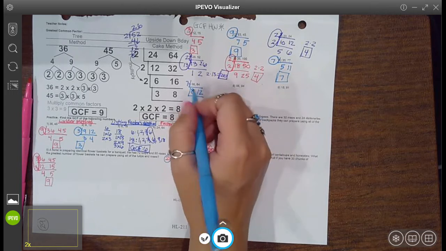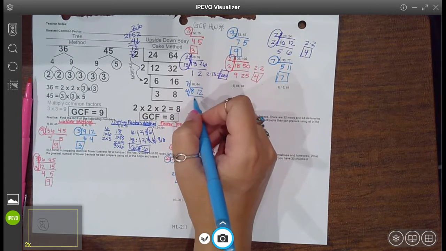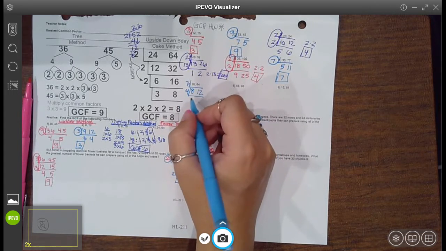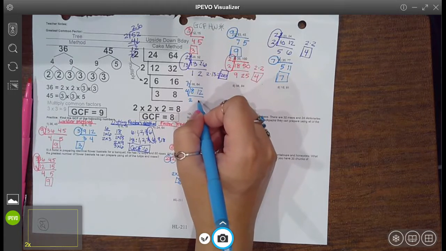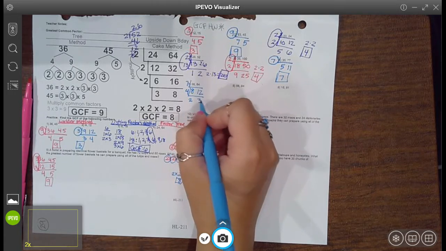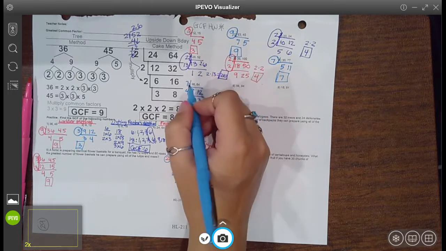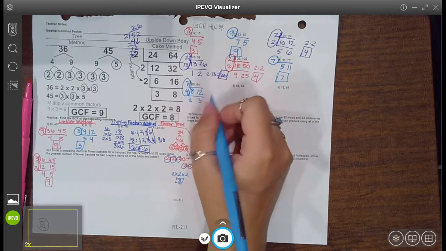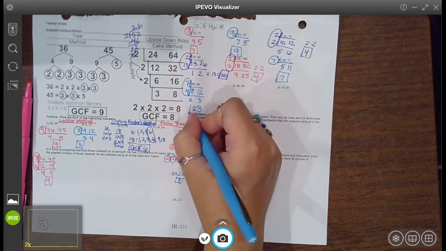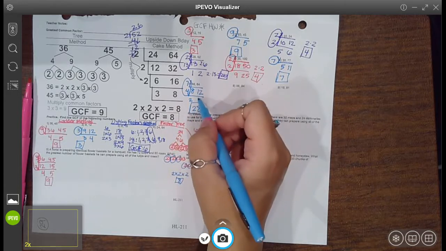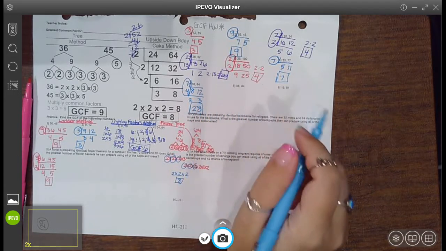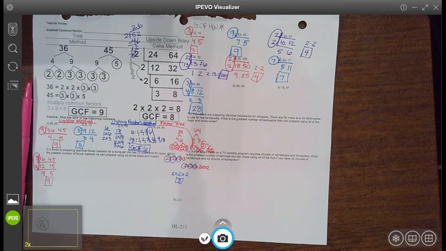What can go into 8 and 12? 4. And 4 times what is 8? 2. And 4 times what is 12? 3. Okay, I can't go anymore, so I'm done. 7 times 4 is 28. That's my GCF. And as long as you kept going until you couldn't go anymore and didn't make any math errors, you too should have gotten 28.